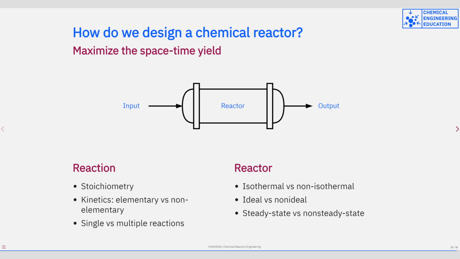Steady state versus non-steady state. Steady state reactors operate at constant conditions over time, which can be easier to control and model, while non-steady state reactors have conditions that change over time, such as batch reactors. Chemical reaction engineering encompasses these topics, providing chemical engineers with the tools to approach reactor design problems with confidence and efficiency.